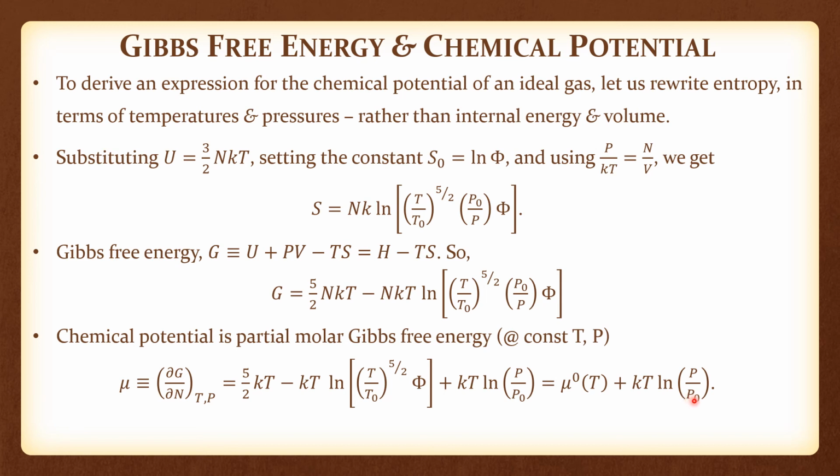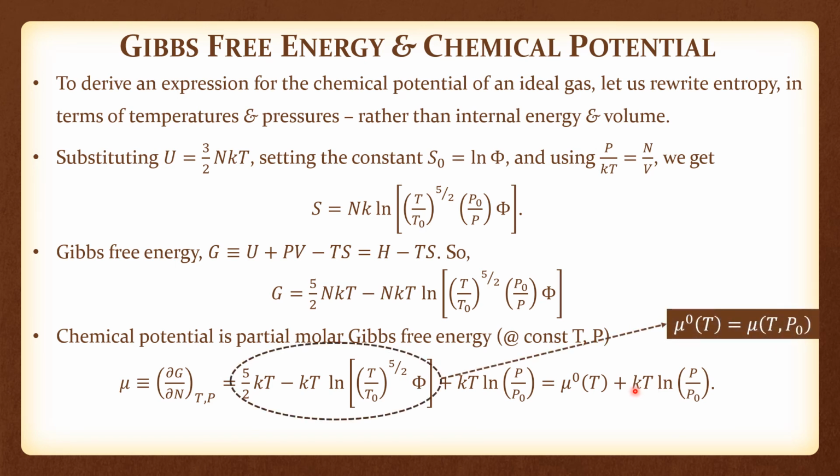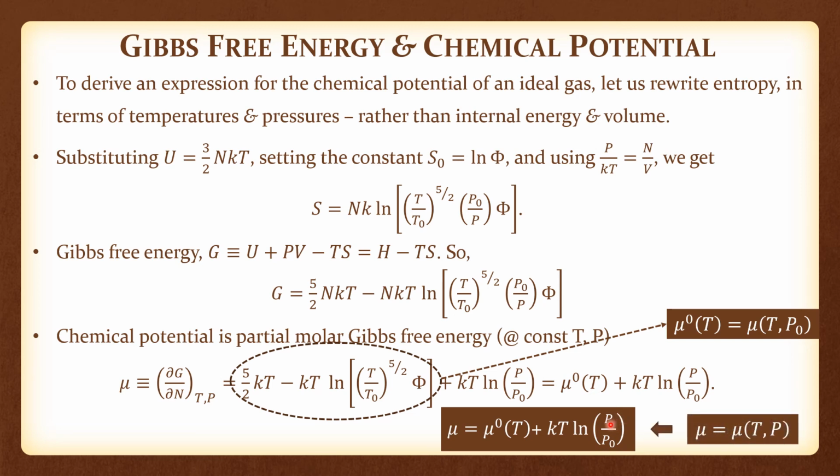So for any initial state to a new state, the change in chemical potential is mu minus mu naught, and that is given by kT ln of P by P naught. And so this part is taken to be mu naught of T, and this is basically for the initial state, mu of T comma P naught. Therefore, one can write an expression mu is mu naught of T plus kT ln P by P naught, and this is a very important expression in all of thermodynamics of phase equilibria and reaction equilibria. So this is an expression for chemical potential in terms of temperature and pressure. Mu is a function of temperature and pressure.